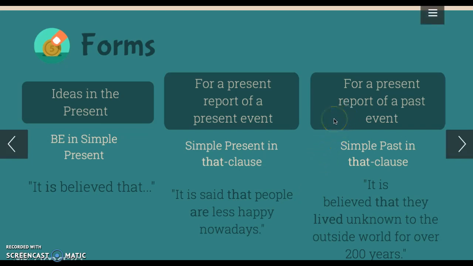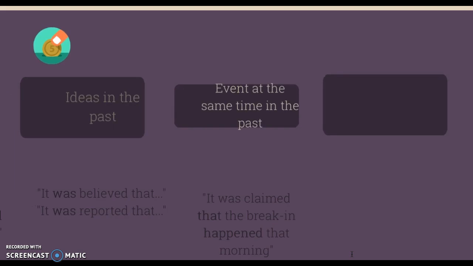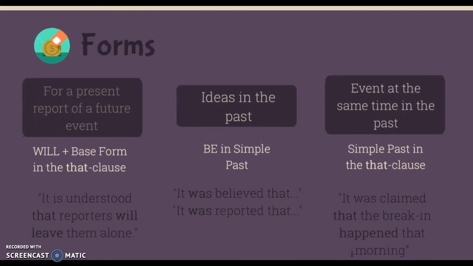So, for a present report of a past event, you have to use simple past in the that clause. For example, it is believed that they lived unknown to the outside world for over 200 years. Now, for a present report of a future event, you have to use will plus base form in the that clause. For example, it is understood that reporters will leave them alone.